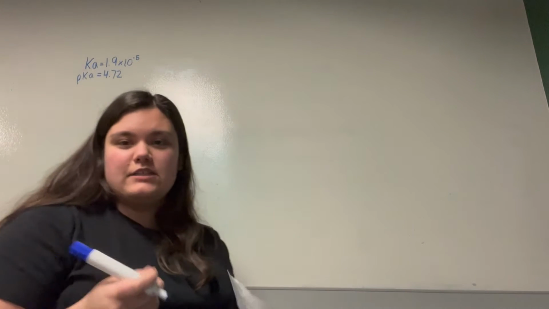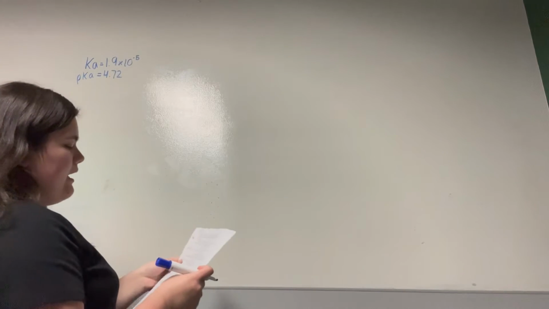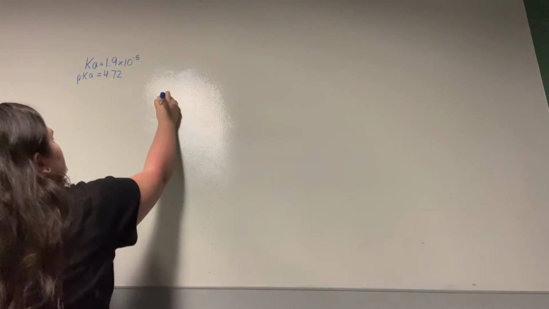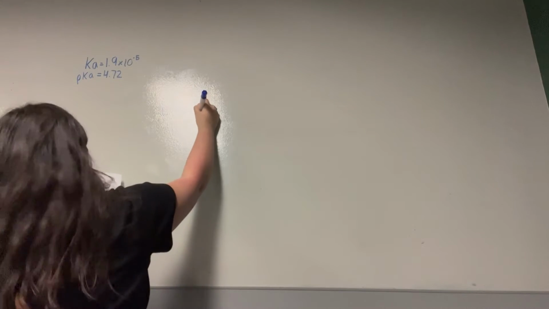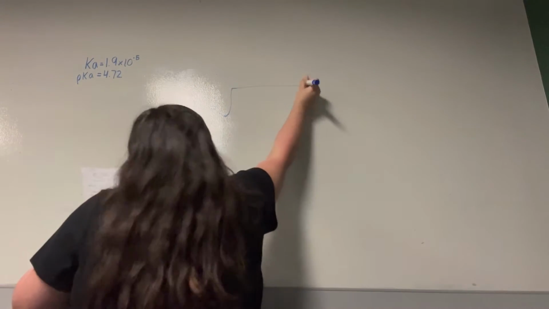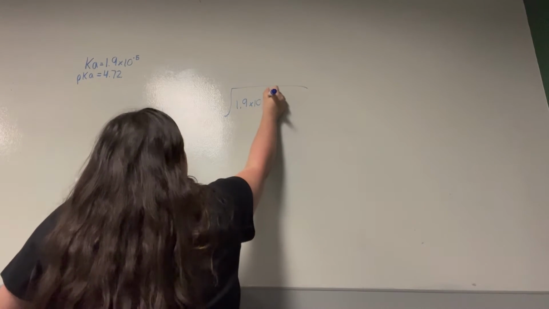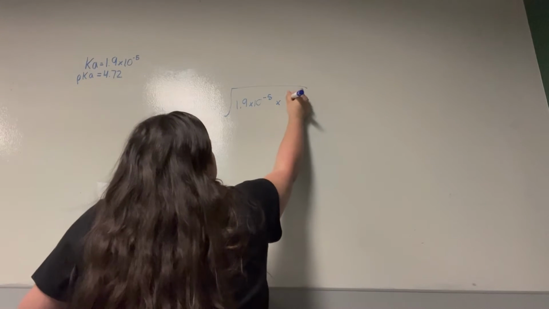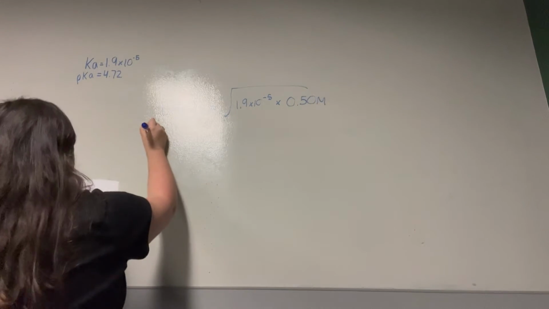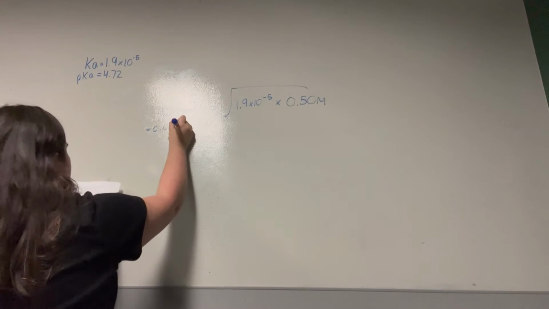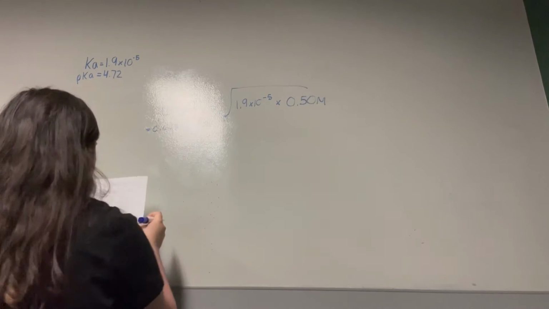Okay, so the next step is to find the initial pH, and for that we need to know the Ka and pK values, which we find from the chart given. The equation to find the pH, we have to start with the concentration of H3O, which equals the square root of the Ka value, which is 1.9 times 10 to the negative fifth, times the molarity, which is 0.50 molar. And with that, we get 0.003082207 for the concentration of H3O.